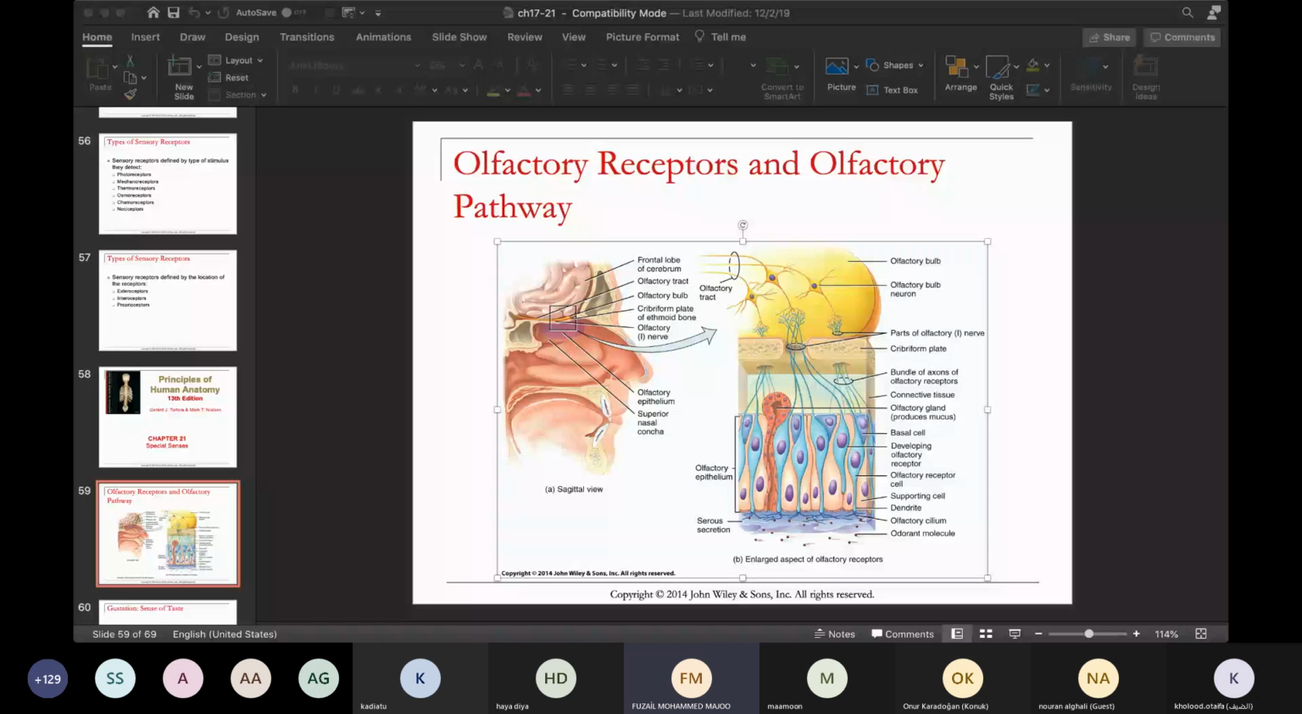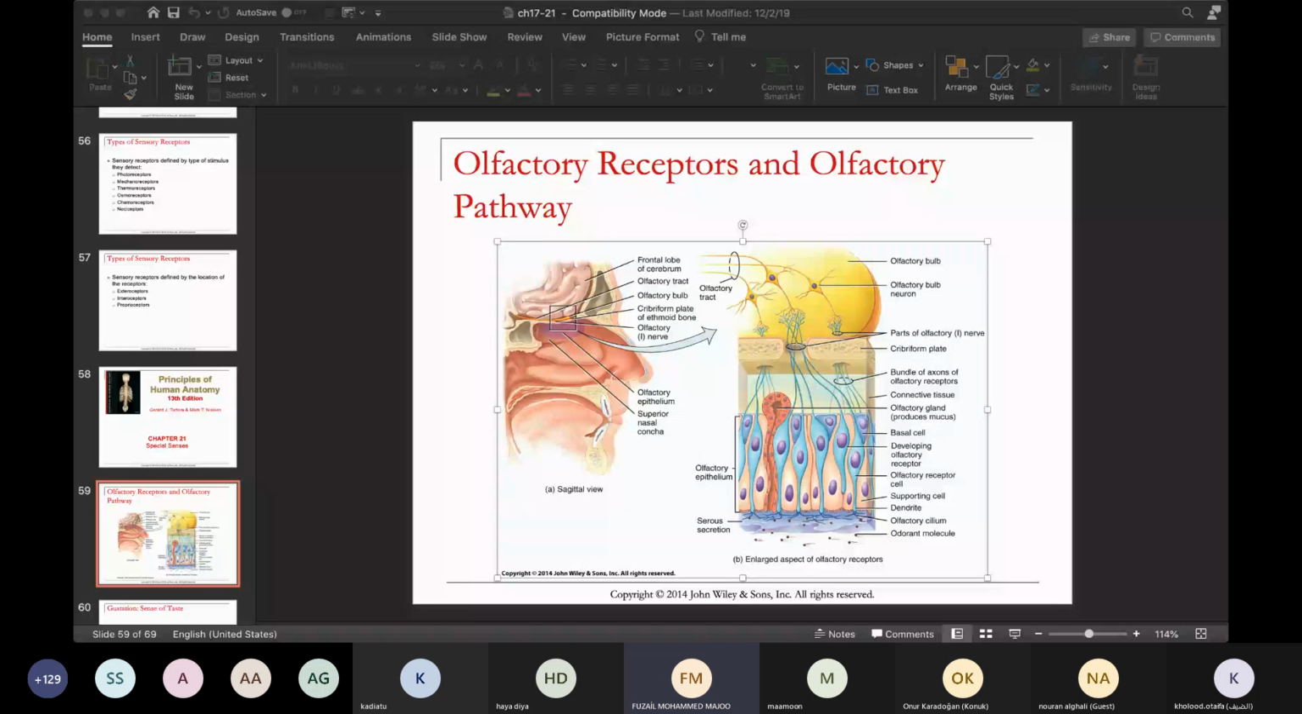Again, these 10 to 100 million receptors occupy an area of about 5 square centimeters. It's a tiny area that is extremely dense. We find it located within the superior part of our nasal cavity. It covers the inferior surface of the cribriform plate, and it stretches down along the superior nasal concha.